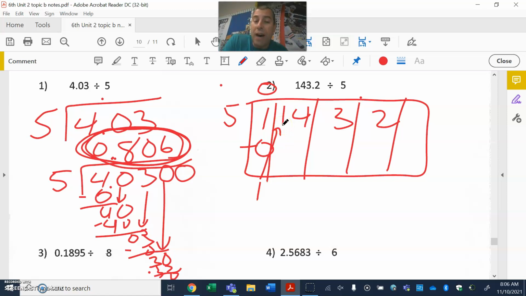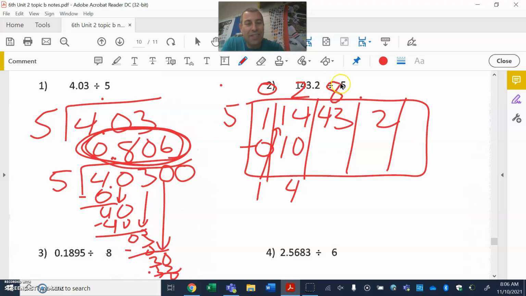How many groups of 5 can I take out of 14? Well, that's 2. So I got 2 of them. Multiply, 5 times 2 is 10. Subtract, I get a 4. Bring the next number up. How many groups of 5 can I pull out of 43? Well, that's 8. 8 times 5 is 40. We're going to subtract and bring that next number up.